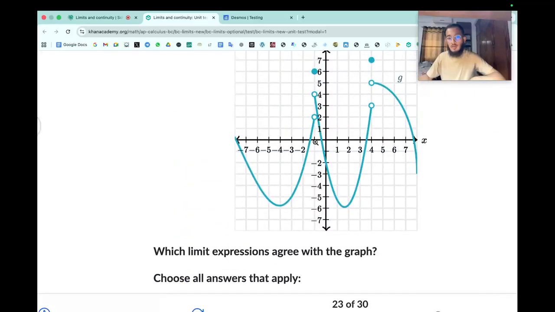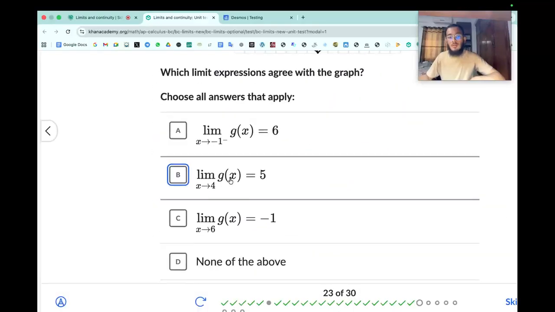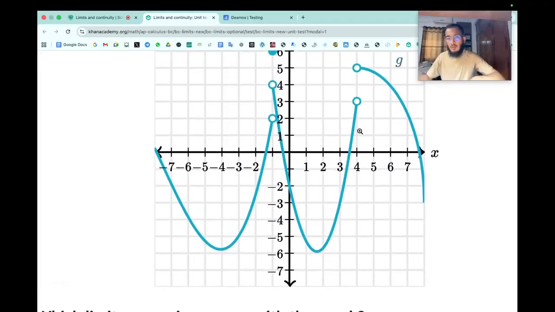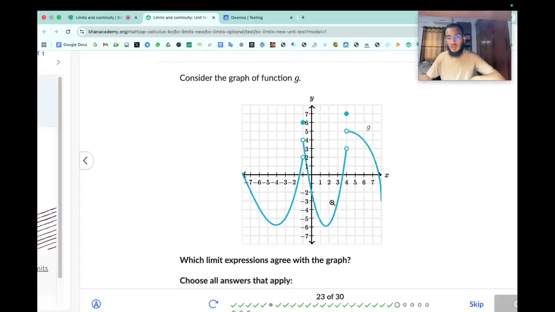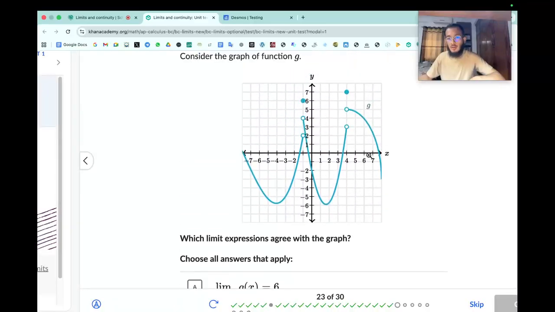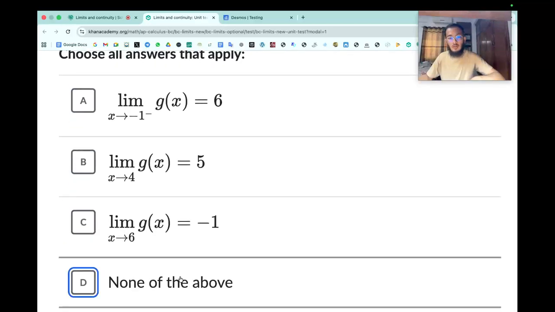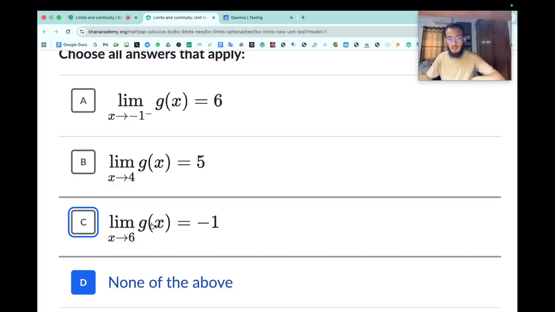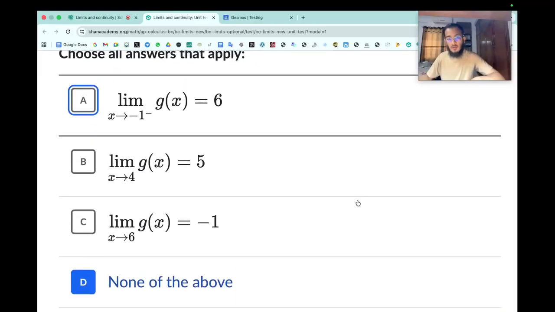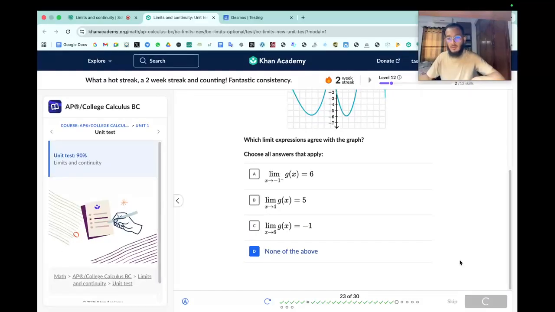-1, -1, negative, so the negative side is 6. It's not true. The limit of this graph as x tends to 4 is 5 only from one side, not from both sides, so we can't say this is true. As x tends to 6 it's 4, not -1. It's not true either. None of the above, because the graph as x tends to 6 is not -1. This is okay, x tends to 6 is 4, but they say -1. No, it's not true.